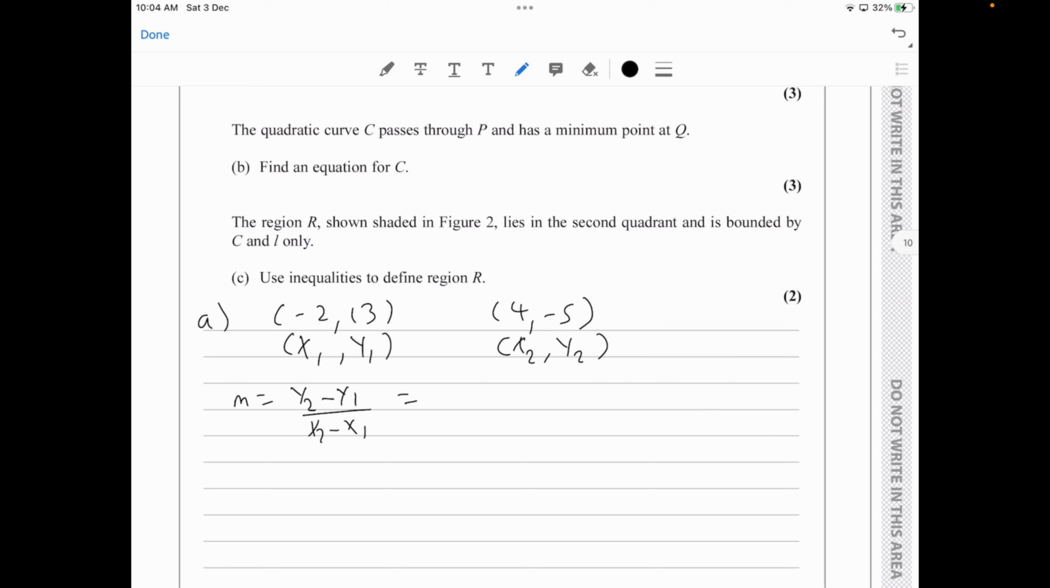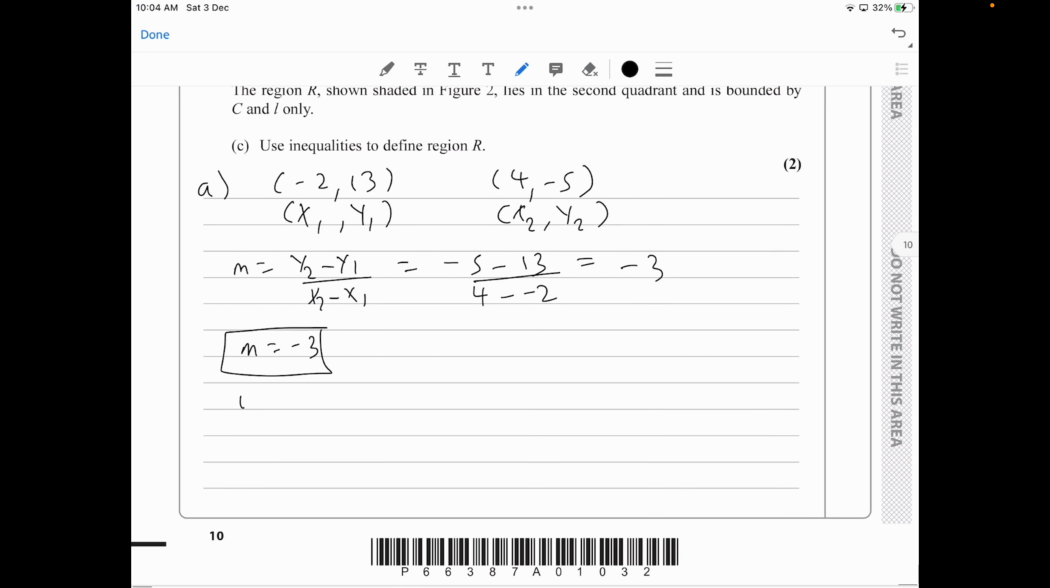That's going to become equivalent to -5, -13, minus 13, 4, minus 2. So indirectly, if you simplify this, you're going to get -3. So your gradient is going to become -3. Now we have found out the gradient. Now we can write down the straight line equation. Y equals mx plus c. Y is equivalent to -3x plus c.